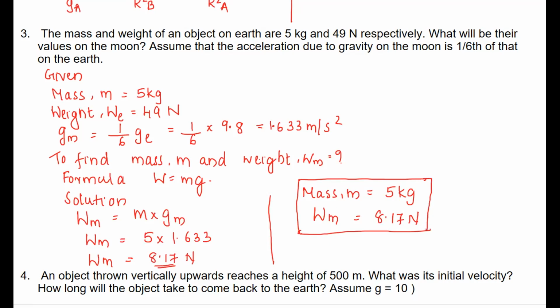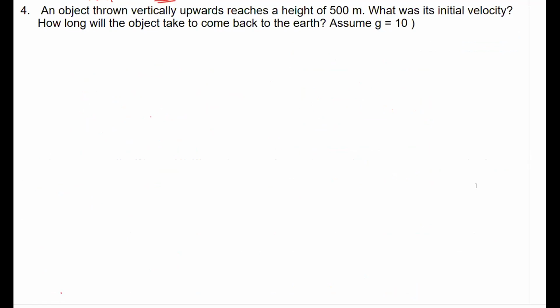I hope you all understood this. Let us solve the next question. An object thrown vertically upwards reaches a height of 500 meters. What was its initial velocity? How long will the object take to come back to the Earth? Assume g is equal to 10 meter per second square.